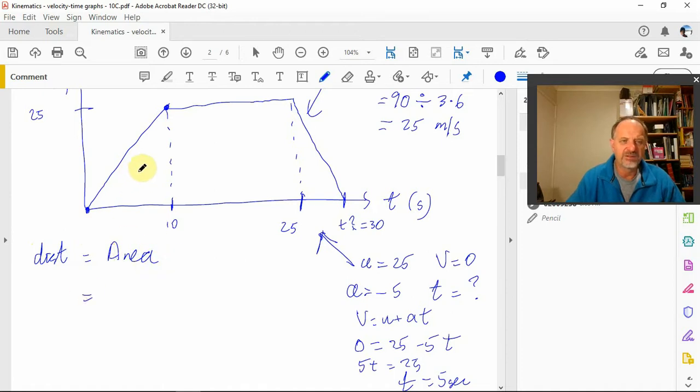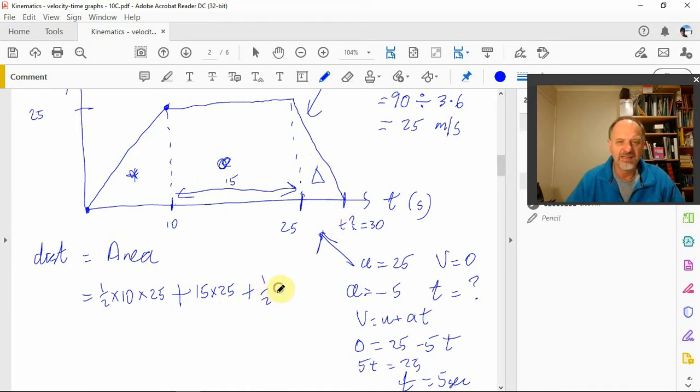So in this particular case, we can just split it up into triangles and rectangles. So the distance equals the area. We've got this triangle here, so it's a half of the base of that triangle, which is 10, times the height, which is 25, plus this rectangle here. I want that length there, which is 15 seconds, and the height, of course, is 25, so 15 times 25. Plus, finally, this triangle over here. Again, that's a half of the base, which is 5 seconds across there, times the height, which again is 25.